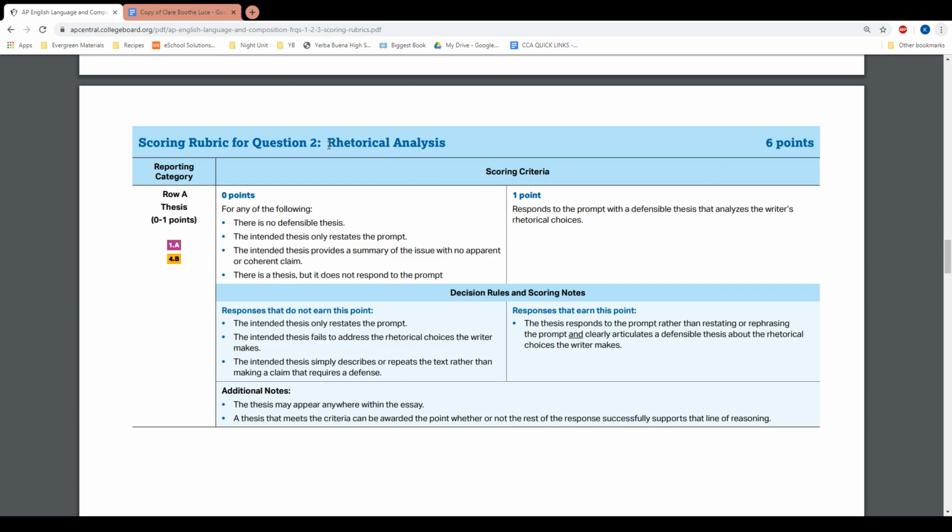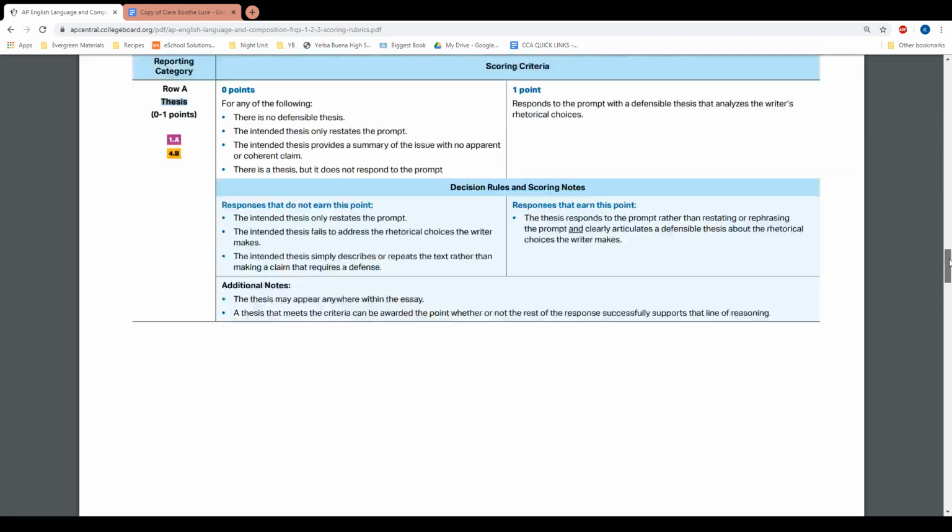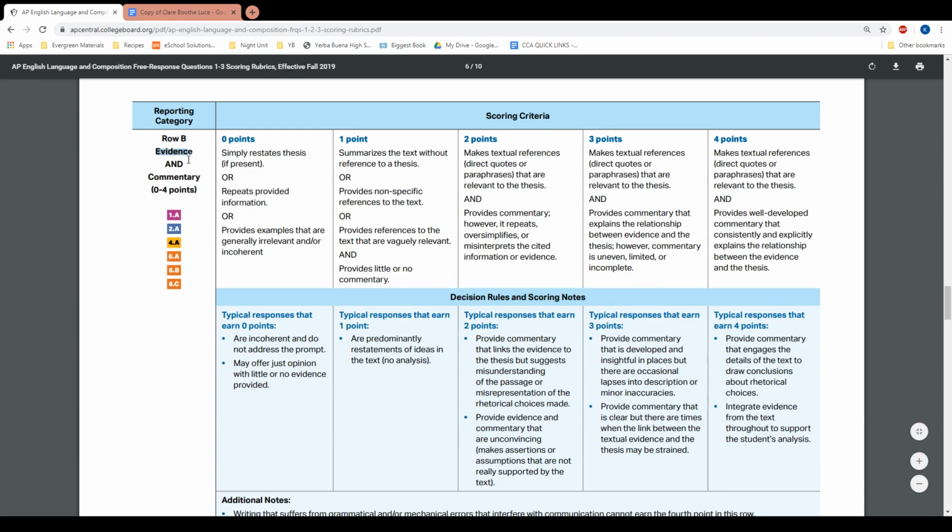So rhetorical analysis, what we're looking at is number 1, thesis, right? Do you have a claim? Do you have something that can be argued throughout the entire piece? Is it clear? We're going to start with that. And then later we're going to look at the second part, evidence and commentary.